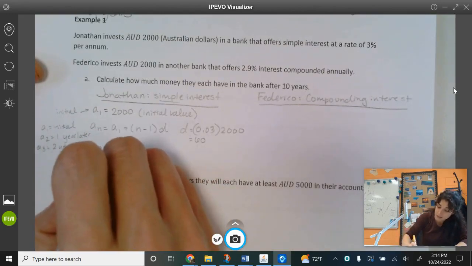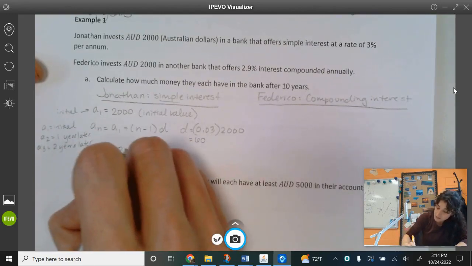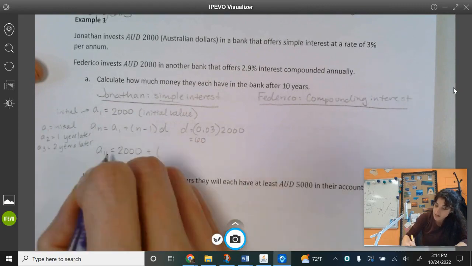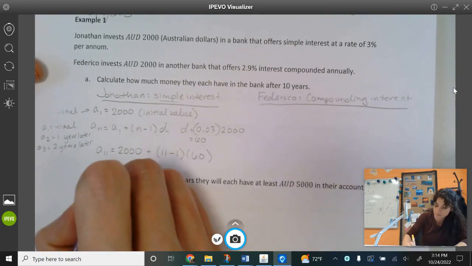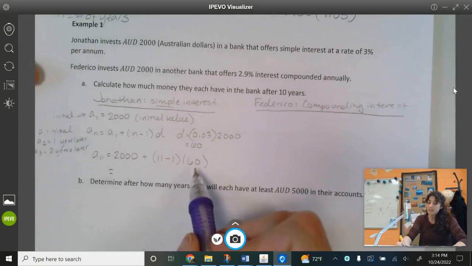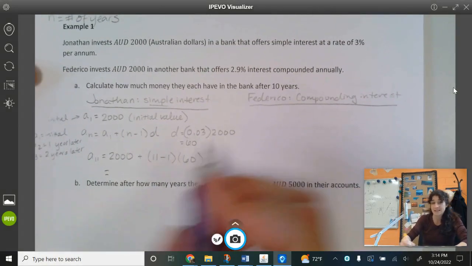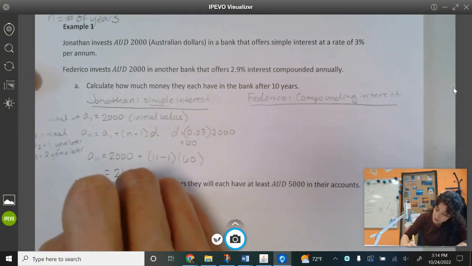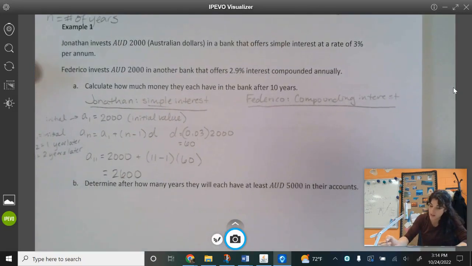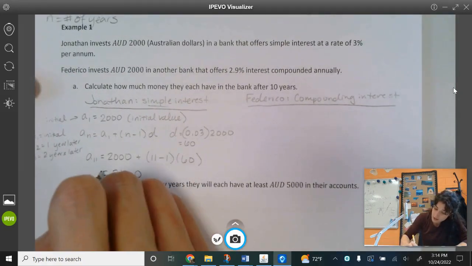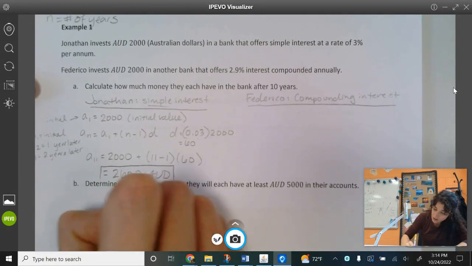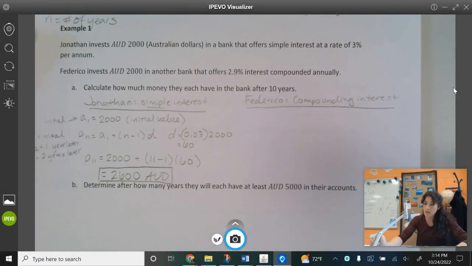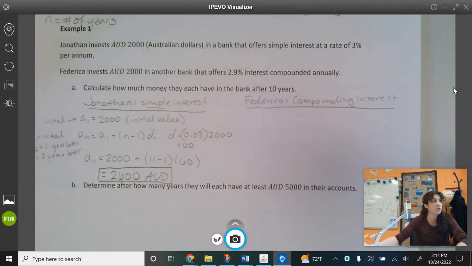Okay, so I want A sub 11 equals A sub 1, which is 2,000, plus 11 minus 1 times 60. 11 minus 1 is 10, times 60 is 600, plus 2,000 is 2,600. So after 10 years, Jonathan will have 2,600 Australian dollars versus Federico, who has a different situation.